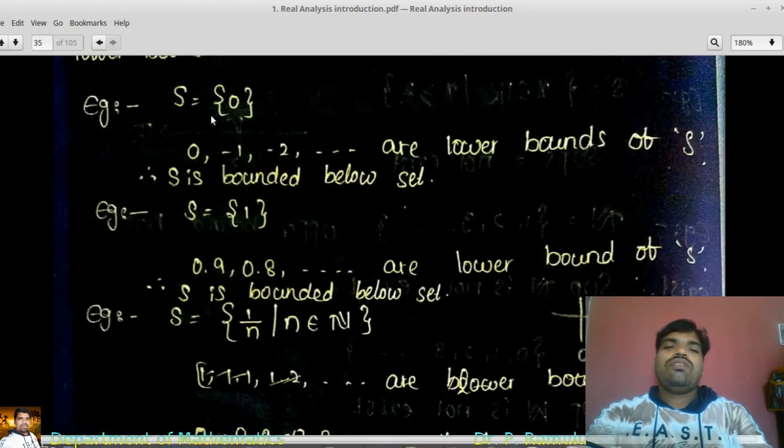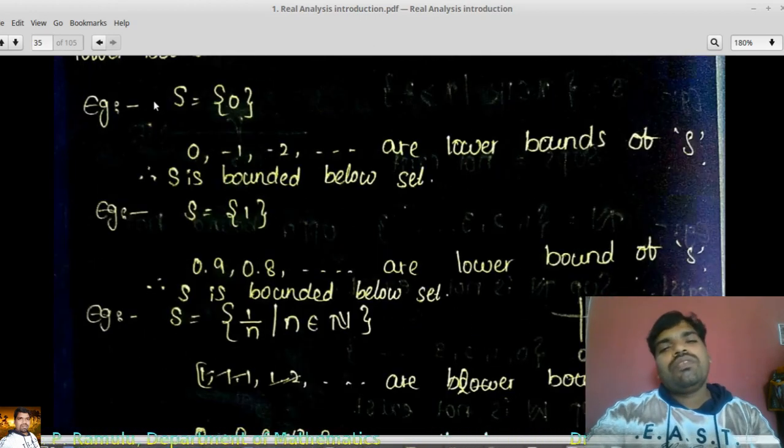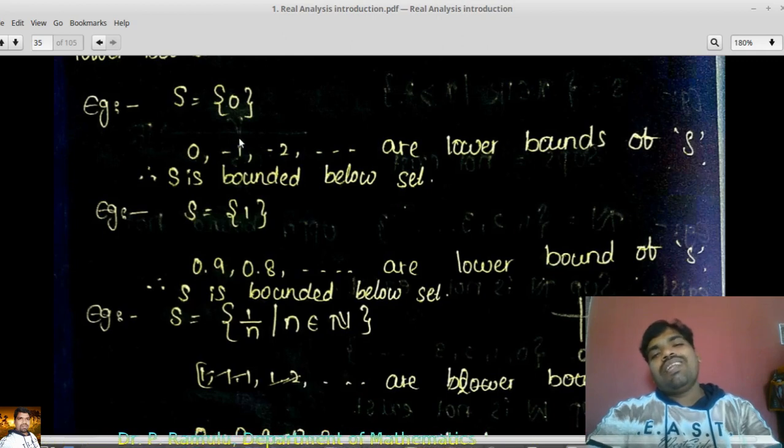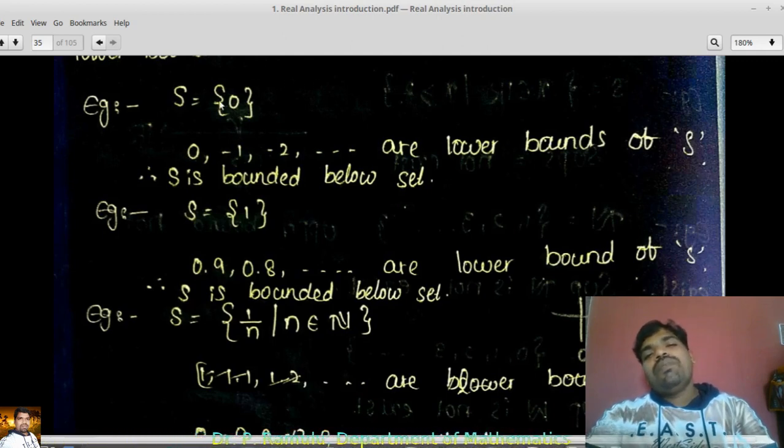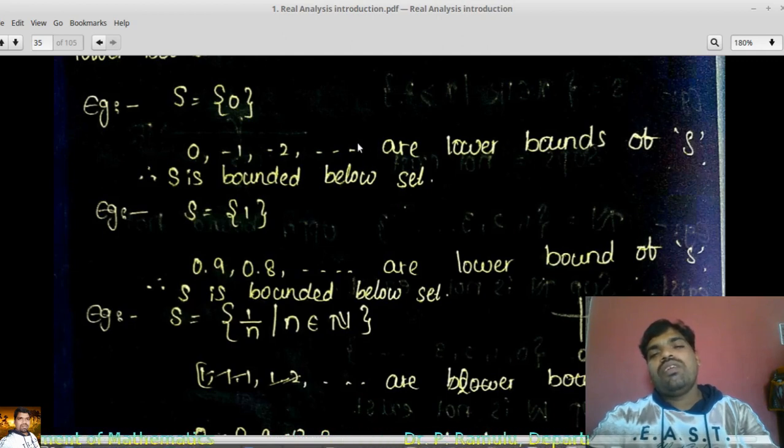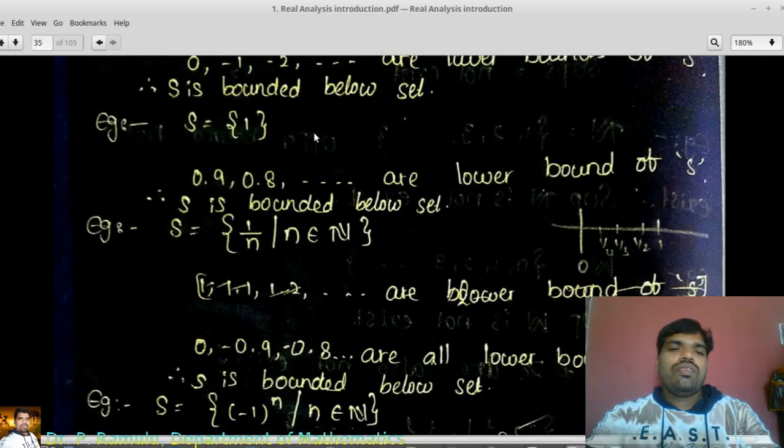If I take S is equal to 0, what are the lower bounds of this set? 0, and minus 1, minus 2. That means elements of S are greater than or equal to these elements. That's why I am calling these lower bounds. So S is called a bounded below set. If S is equal to 1, what are the lower bounds of this set? You can say 1, 0.9, 0.8, all these are lower bounds of S. S is called a bounded below set.